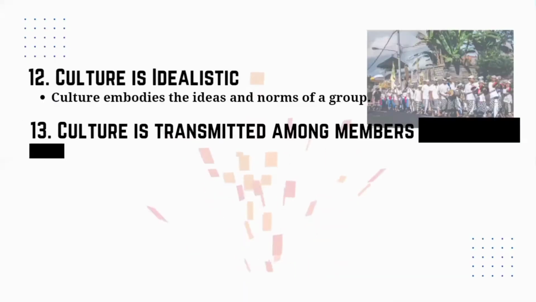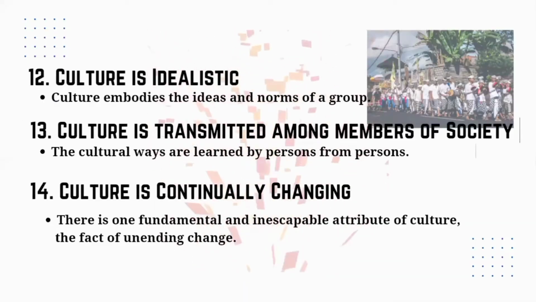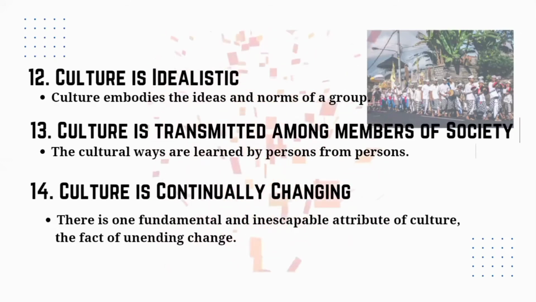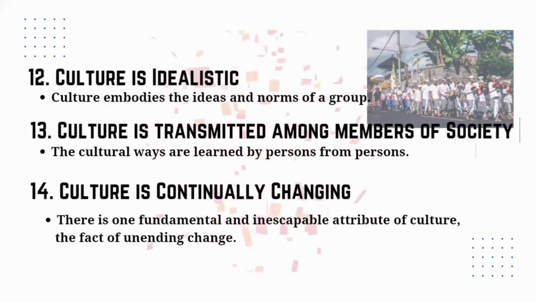Number 12, culture is idealistic. Culture embodies the ideas and norms of a group. Culture consists of norms, values, and ethics that people within a group actually followed in reality.